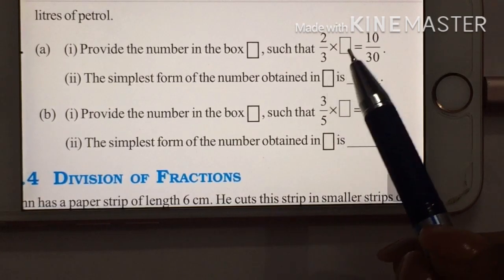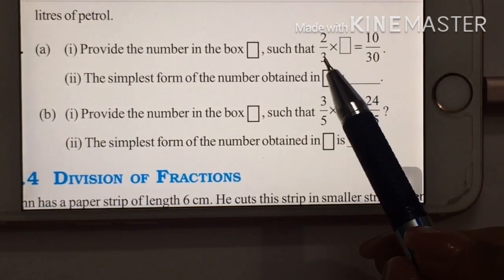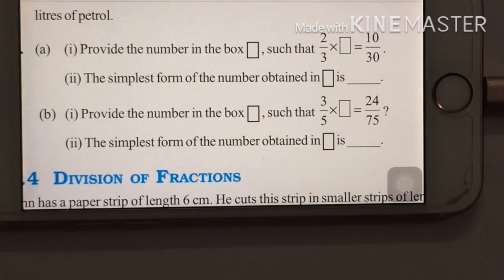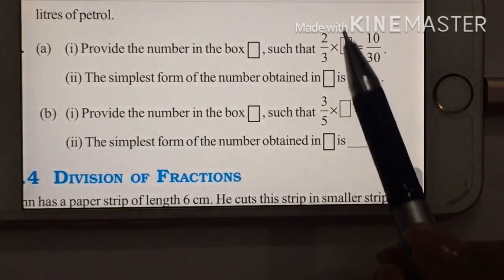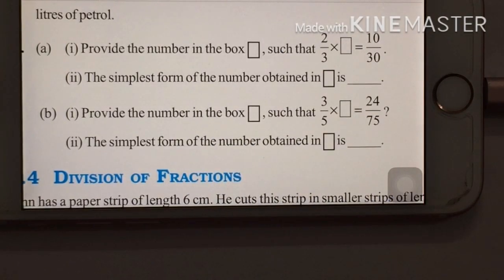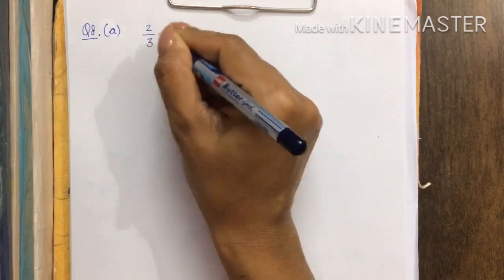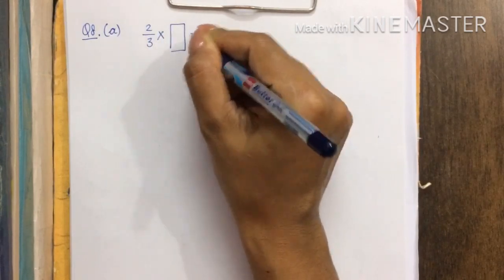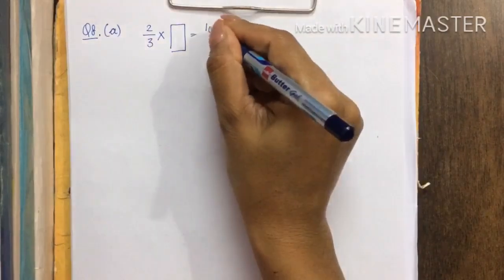So what you need to do is fill this box with a fraction. The fraction should be such that when you multiply that fraction with 2 by 3, the answer should become 10 by 30. And then in the second part, you have to obtain the simplest form of the fraction that you filled here. Let us do it in the copy. Those who have the book can fill the answer here. So A part, we want 2 by 3 multiplied with a fraction, a large box, equals 10 by 30.